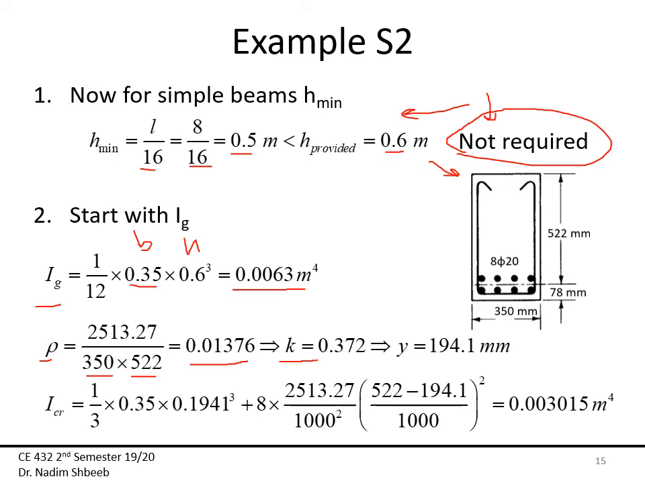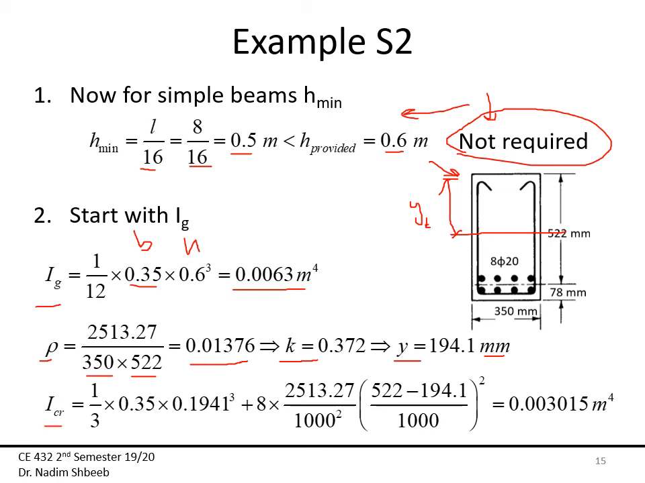And using the same equations that I used for the crack example and the examples that we used in the first part of the course, I'm getting K equal to 0.372, which is giving me my Y. Again, this is my Y, what we call YT, which is equal to 194.1 millimeters. So now I can calculate the cracking moment.